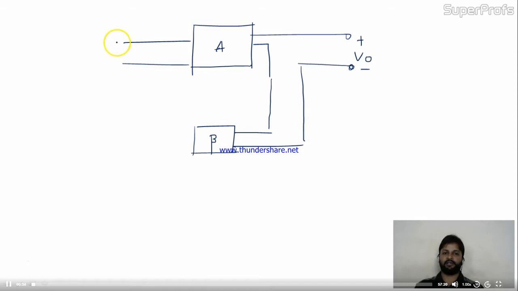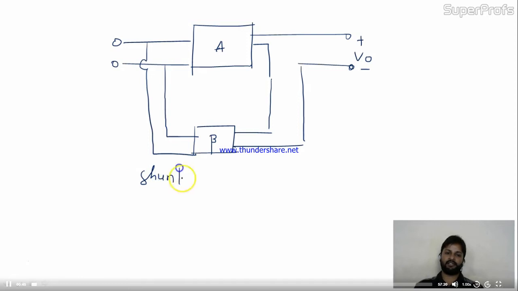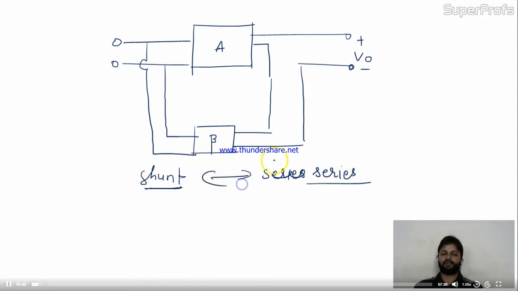over here in this way. At the input stage, they are connected in shunt like this. So here you can clearly see that at the input stage this is shunt, at the output stage this is series. Okay. This is series and this is shunt. So this is the topology, the configuration of your amplifier, that your amplifier is a shunt-series amplifier.